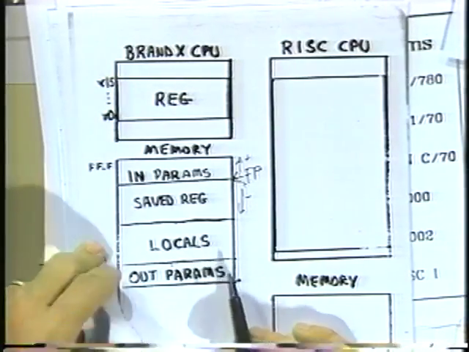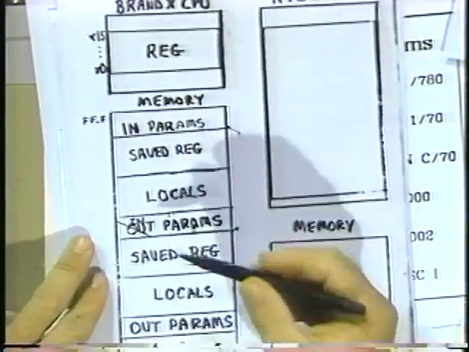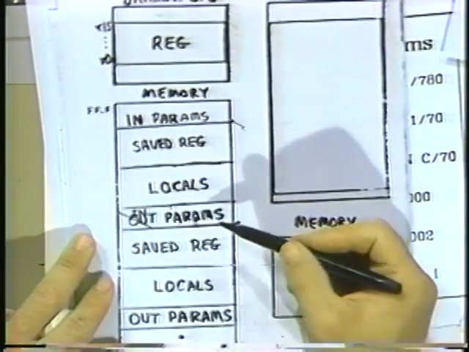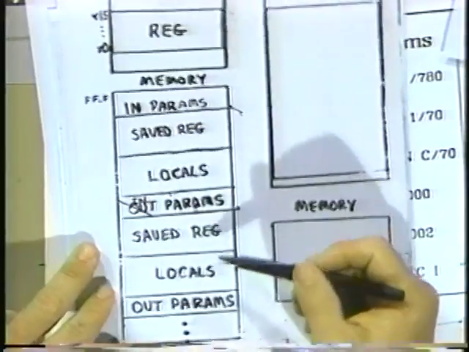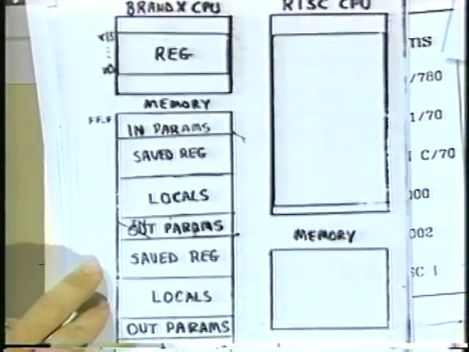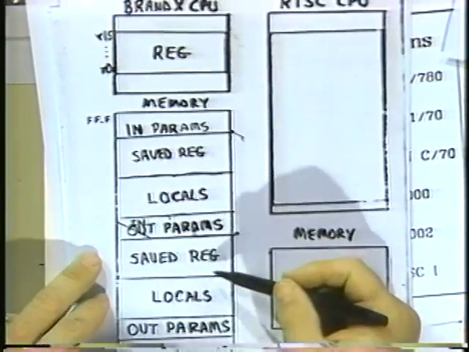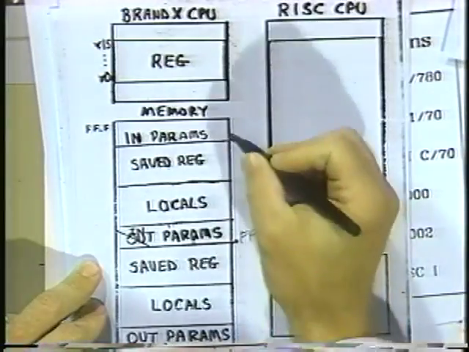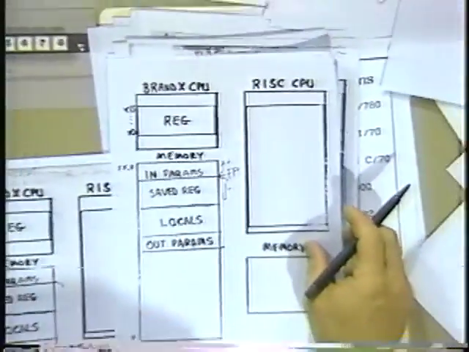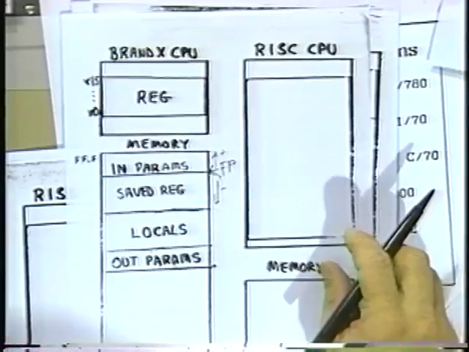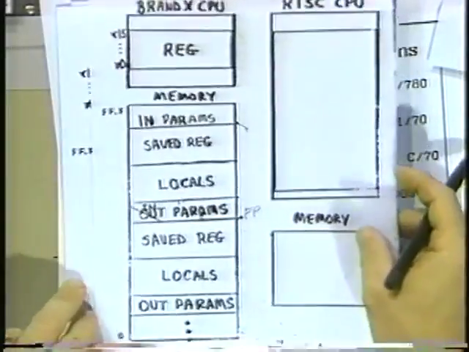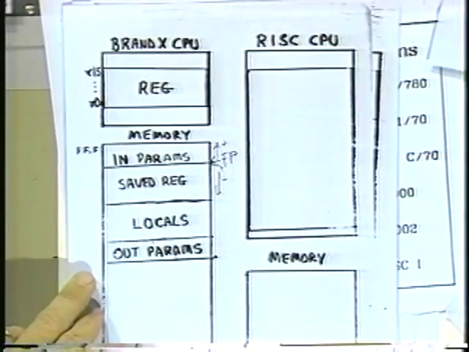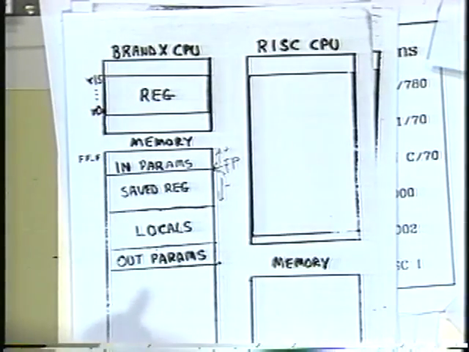Let's do a procedure call and see what happens. The outgoing parameters of this one are the ingoing parameters of the other. You might modify the registers, so you save them all away. You allocate locals and so on. And then when you're all done with this procedure, you have to load the registers back from memory, and you change your pointer. Now the frame pointer would be down here. Now you change the pointer back, so you'd move it back to this location. Okay, so that's the way subroutines work on traditional machines.